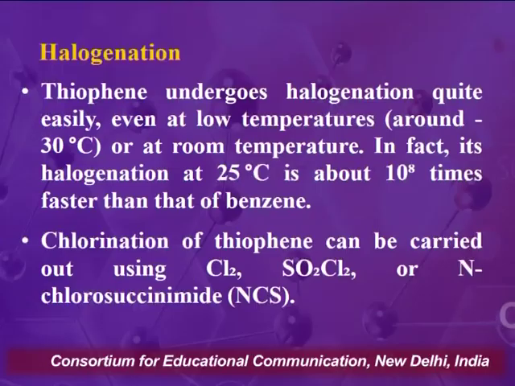Thiophene undergoes halogenation quite easily even at low temperature, around 30 degrees Celsius, or at room temperature. In fact, its halogenation at 25 degrees Celsius is about 10 to the power 8 times faster than that of benzene molecule. The chlorination of thiophene can be carried out by using different conditions, like we can use chlorine molecule, we can use thionyl chloride, and we can use N-chlorosuccinimide. In different conditions, we will get different products.